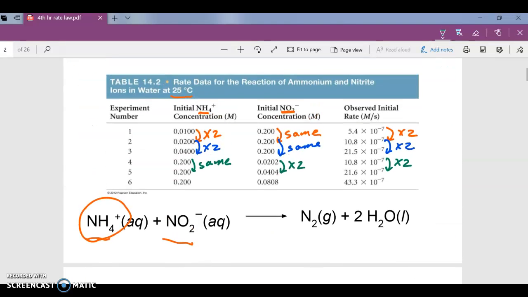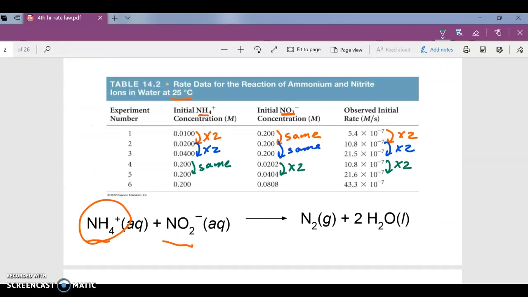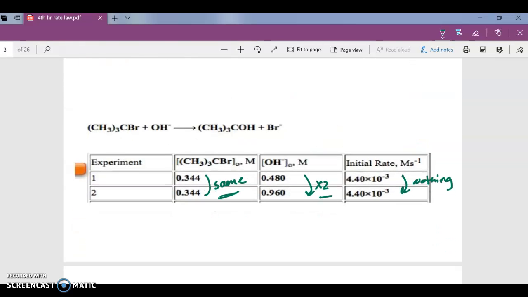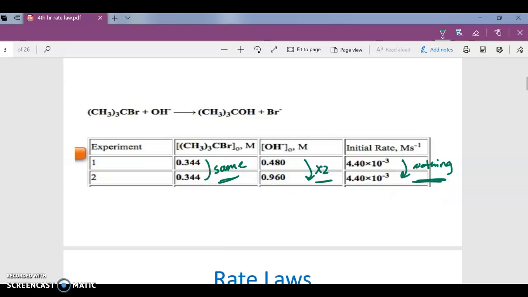Okay, so far in your world, you should be able to see I'm keeping things the same in one spot, and I'm doubling something in another spot, and then I'm taking a look at what happens in the rate. And here, I did that same thing. I kept something the same, I doubled a different thing, and I saw what it did to the rate. If you got that, you're doing great so far.